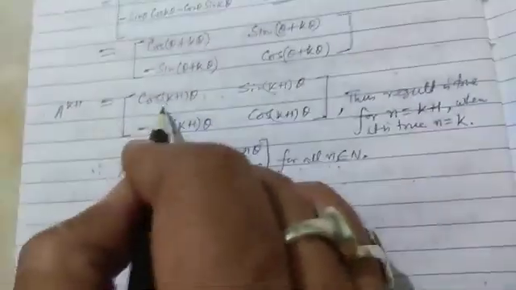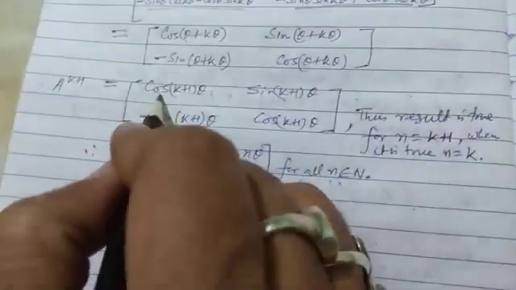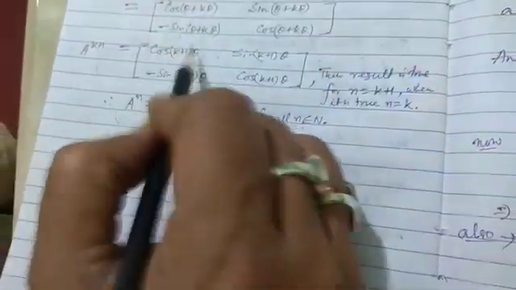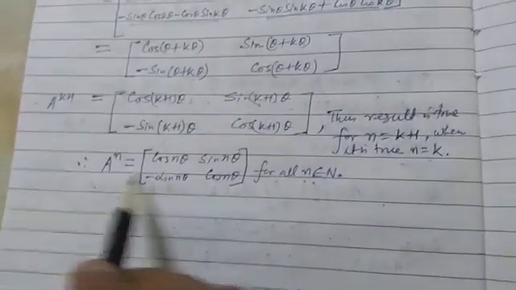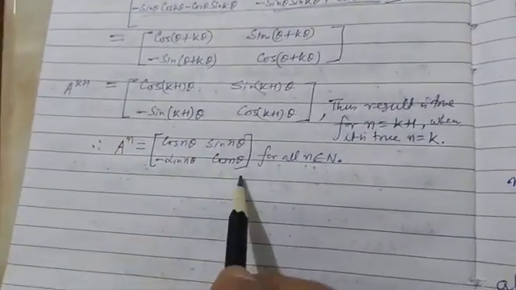Now what have you got? A to the power k plus 1 is equal to cos, sin, minus sin, cos of k plus 1 theta. So what you have seen is that in place of n, we have written k plus 1. So the result is true for n is equal to k plus 1. So by PMI, we can prove that A to the power n is equal to this. This is a very important question.